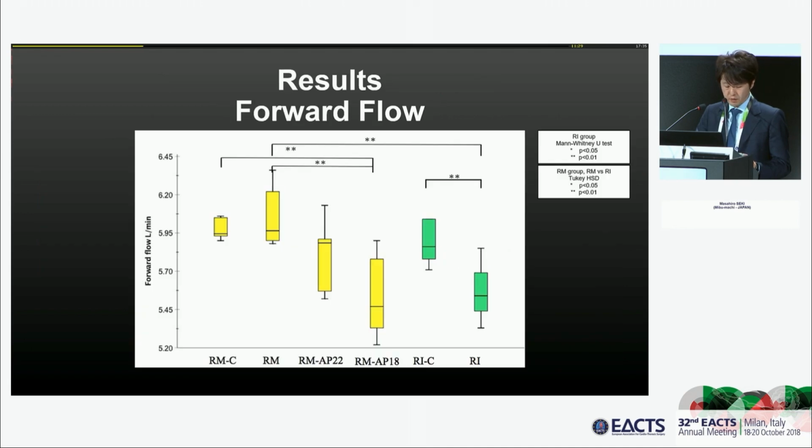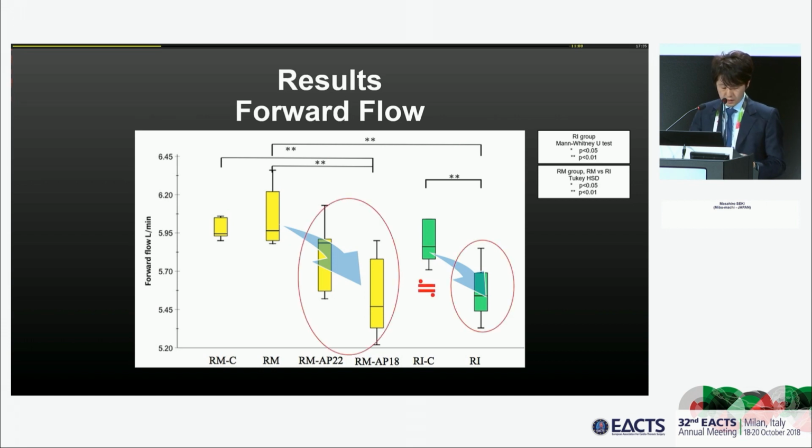Here are the results. Remodeling groups are shown in yellow and the reimplantation groups in green. And it is in line as shown previously. First, the forward flow. Additional ESA to 18 mm promoted significant reduction in the remodeling group. Significant reduction was also observed after reimplantation. More forward flow was observed for the remodeling compared to the reimplantation, but forward flow between the remodeling with the ESA and the reimplantation was comparable.